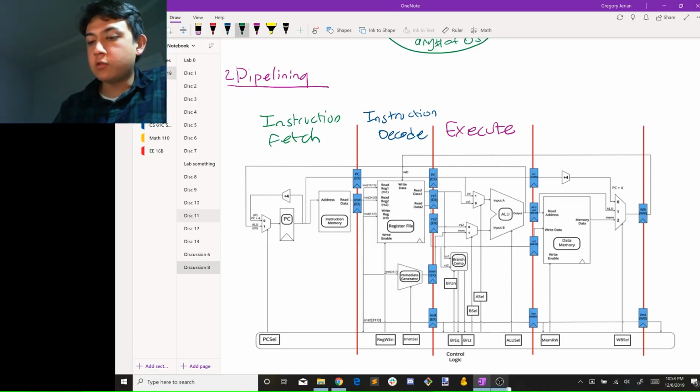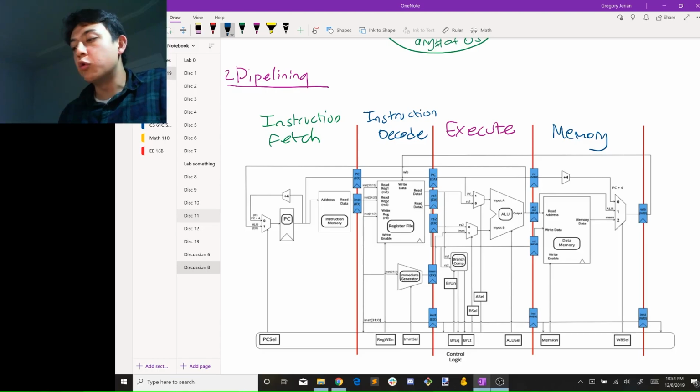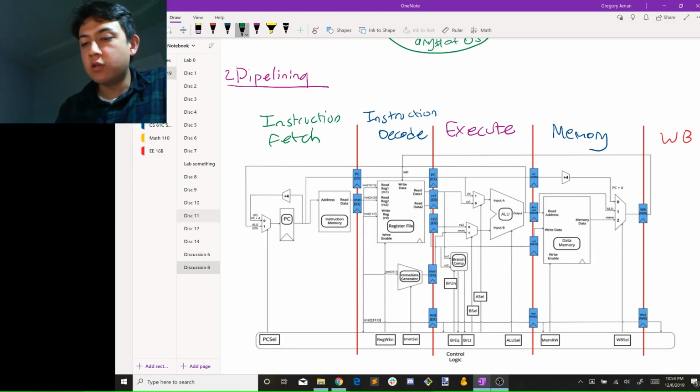Right. After the execute stage, you have the memory stage. This is used in like load word or store word to access memory. And then finally, at the very end, you have the write back stage. And the write back stage is where you write back to the register file. So these stages are not really that well drawn on this diagram. So basically, the instruction fetch stage looks kind of like this. It's basically just the instruction memory over here.